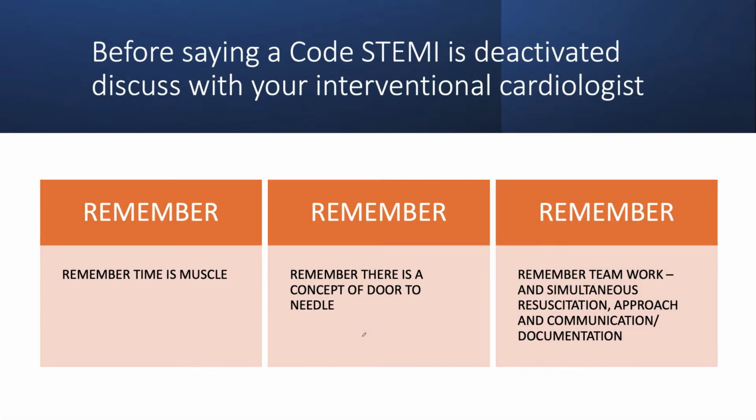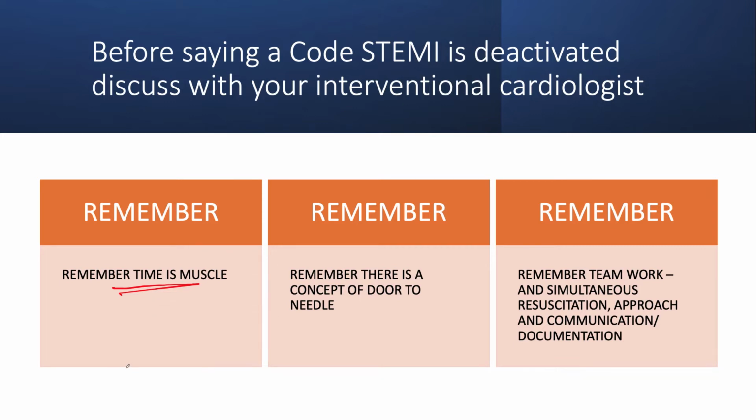Before saying a code STEMI is deactivated, you want to discuss it with your interventional cardiologist. So you found that you have one of the confounders, you call your interventionist and tell them, so I have a patient who has an ST elevation, but they have one of the reasons why we should deactivate a cath lab, as mentioned before, and knowing that time is muscle, shall we proceed or no? And they can tell yes or no, and then you can go ahead and give them the anti-ischemic protocol and medications and all the supportive care and adjunctive care possible.